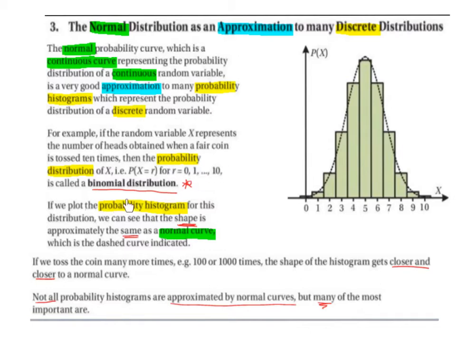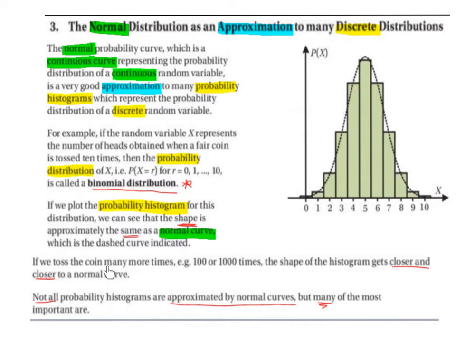If we plot the probability histogram for this distribution, we can see that the shape is approximately the same as a normal curve, which is the dashed curve indicated. So the green bars represent the discrete histogram, and the dotted curve is the normal curve. And we can see that it is very close to the same shape.